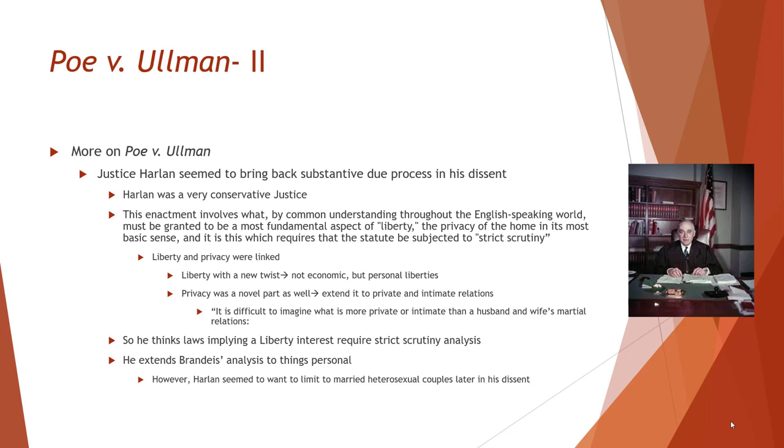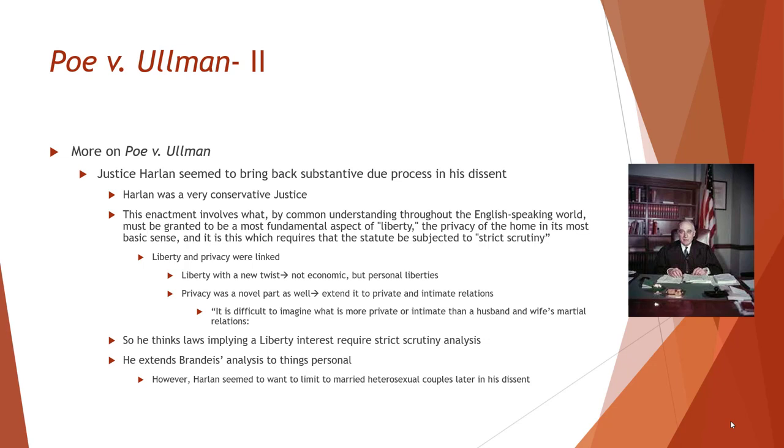So he seems to bring back substantive due process in his dissent. "Enactment involves what, by common understanding throughout the English-speaking world, must be granted to be the most fundamental aspect of liberty, the privacy of the home in the most basic sense," and it requires the statute to be subject to strict scrutiny. So he's saying liberty and privacy are linked. With a new twist, we're adding personal liberties.